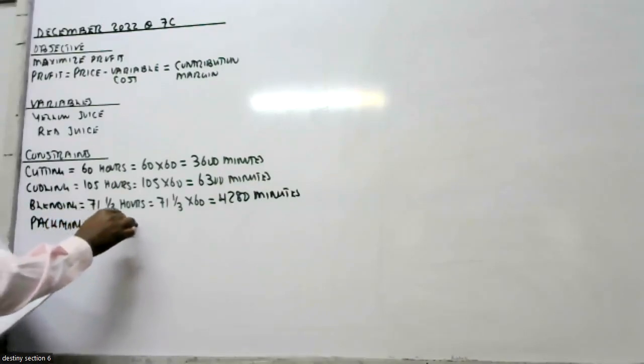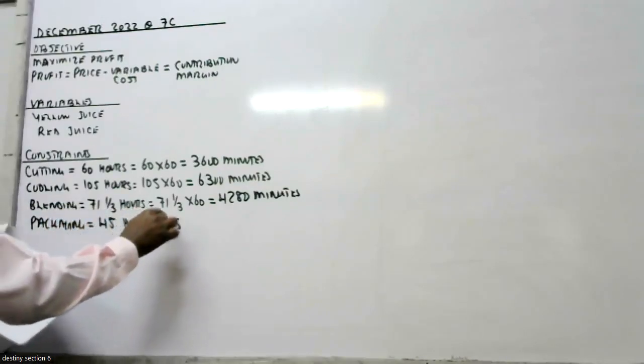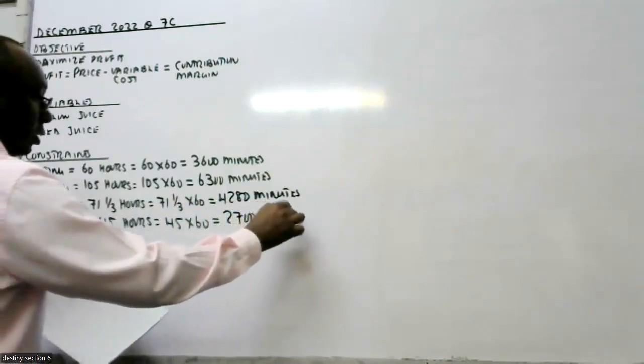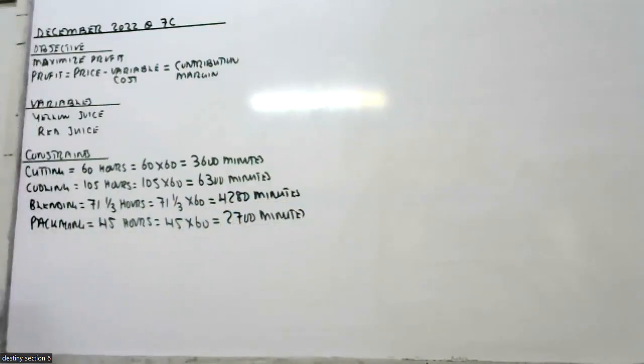The next one after that is packaging. Now packaging, we have been given 45 hours. So it is 45 times 60, which is 2,700 minutes. That is what you have been given. So those are the constraints.